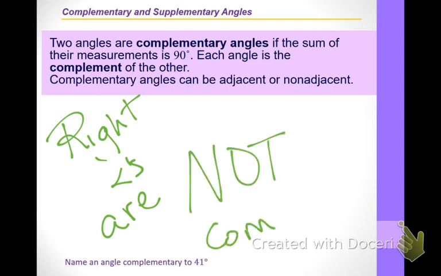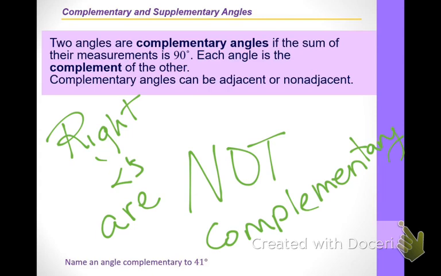Right angles are not complementary. Can anybody take a stab at why they're not complementary? Because it's one angle. How many angles are needed to be complementary angles? Two. Okay? So right angles are literally 90 degrees. Complementary angles are two separate angles that add up to 90. So that's very good to know, because there will be trick questions that will try to make you name them.